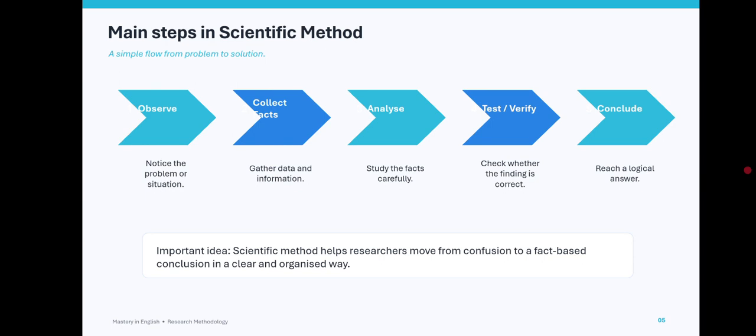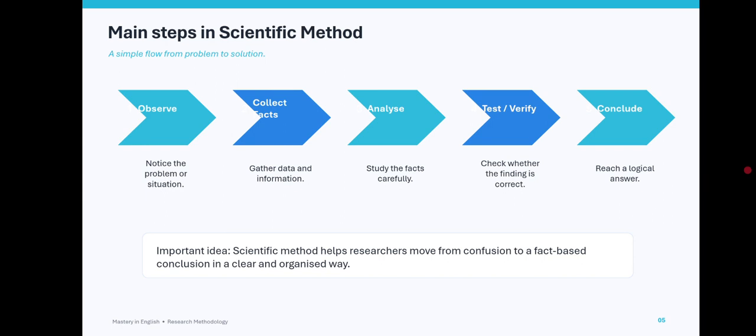So scientific method is also analytical in nature. That means it studies the information carefully. The next characteristic of scientific method is that it is evidence based. So basically scientific method is based on evidence. It totally depends on facts and data.